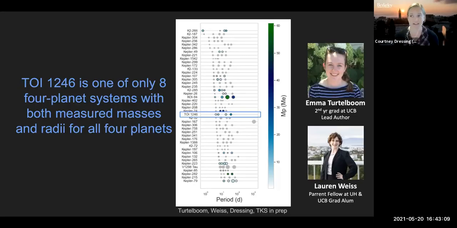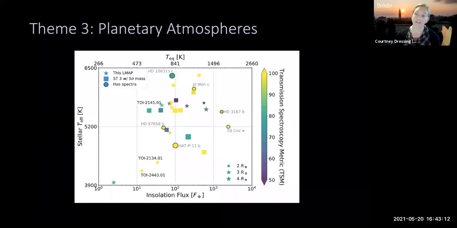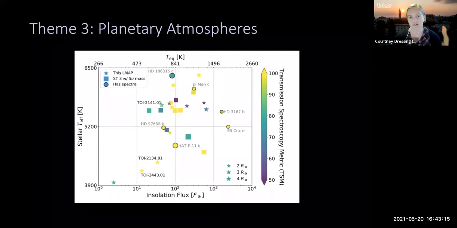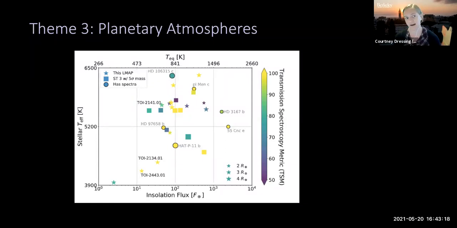If I back up a bit and talk about TKS more generally, our theme 3 was planetary atmospheres. So on this diagram here, you can see a plot of the stellar temperature versus insolation flux for targets that are interesting for TKS from the atmospheric perspective. In stars here, we're showing the targets that we propose to observe in our latest Keck proposal. If we get time, that'll be for another year worth of Keck data. In circles, we have targets that other people have started to follow up already. And in the squares, those are the targets that we followed up with TKS during the initial stages of our survey. And you can see this is covering an interesting range of parameter space.